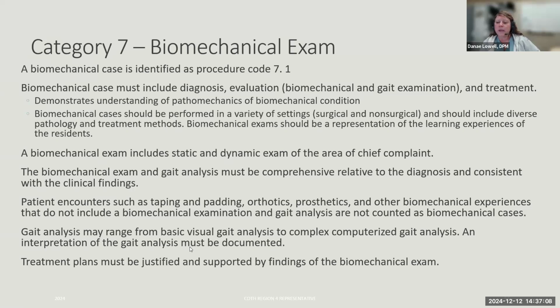Category 7 is for biomechanical exams. To meet the requirement, there must be a complaint that aligns with the evaluation, include a gait analysis, and have an associated diagnosis and treatment geared towards conservative management. There must be recognition of the underlying biomechanical pathology and documentation of direct treatment considerations other than surgery.